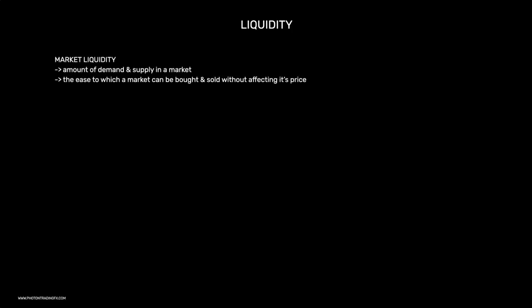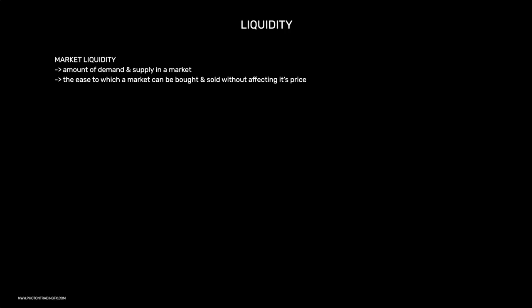So market liquidity is essentially the amount of demand and supply there is in a market. So it's like the amount of orders, the amount of volume. And the most simple way to think about it is how much money is there at every price level. If there's a lot of money at every price level, there's tons of people wanting to trade at every price level, then there's a lot of liquidity, right?